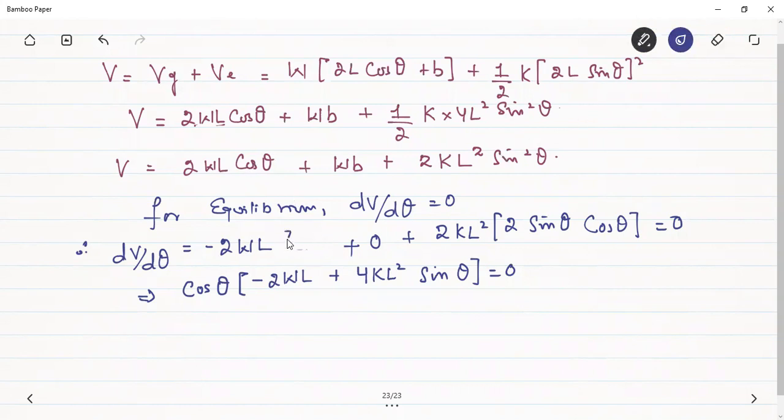Correct this here. Once this 2wl sine theta is common, kindly make a correction here. The derivative of this 2wl cos theta is minus 2wl sine theta. So from here, sine theta will be common. So we'll have sine theta as common, and in the brackets, we will have minus 2wl plus 4kl square cos theta.